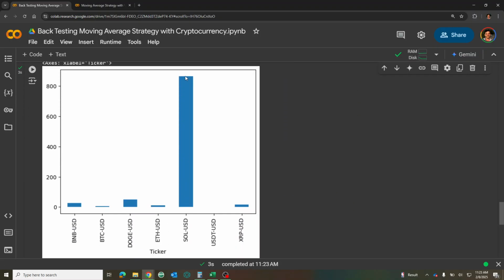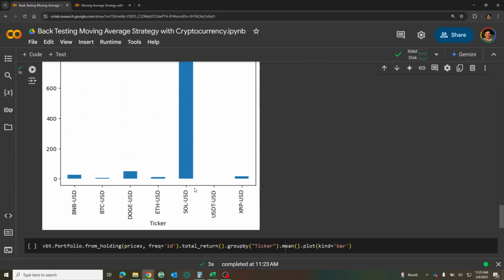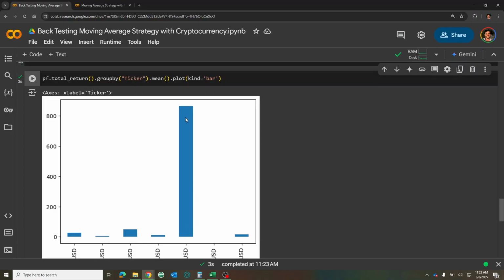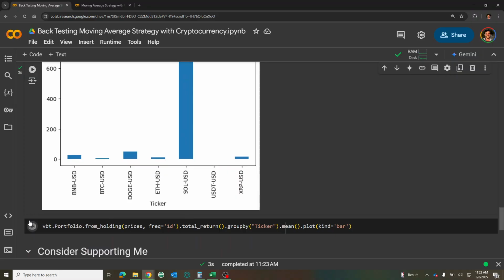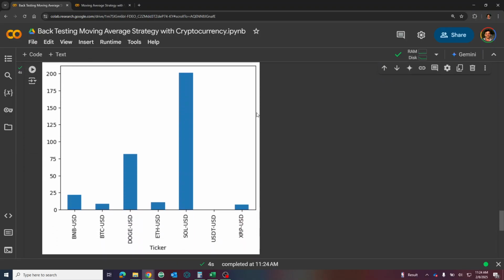Whoa, you can see that the returns on the Sol USD is like huge under this strategy. I know that it doesn't have as much history of pricing, so I wonder if that's skewing something here. But you can see that this would have been an extremely advantageous strategy for that coin across that time. Let's see what it would look like for our returns if we just held them.